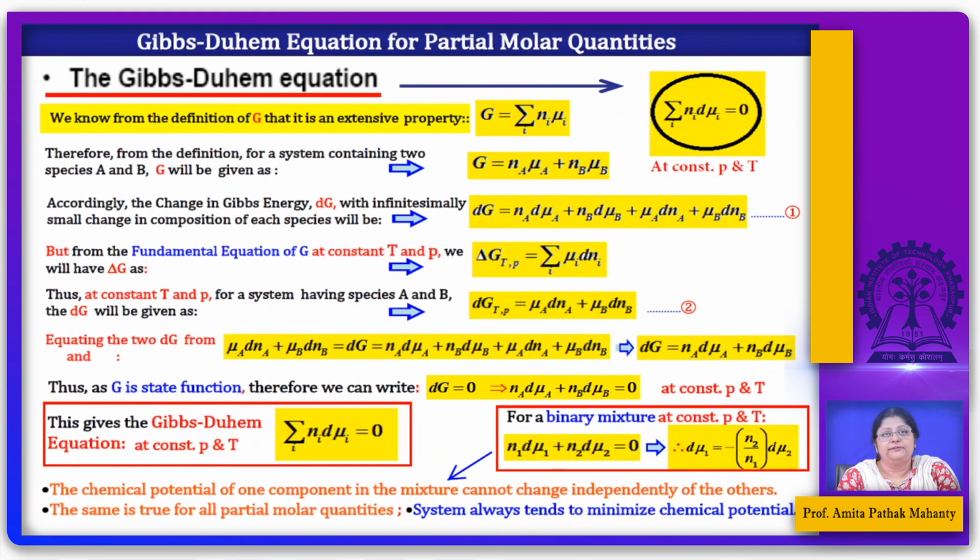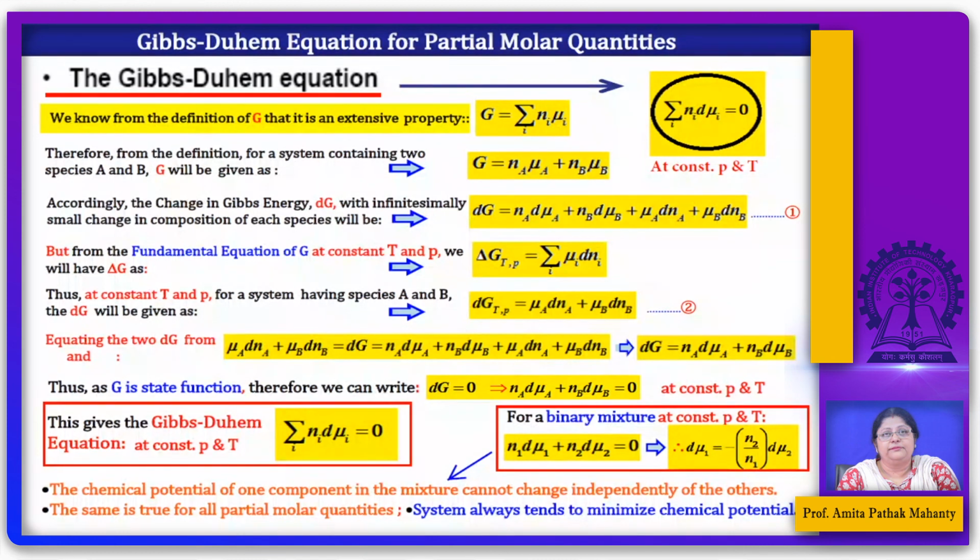Yes, ma'am. Okay, so the chemical potential of one component in a mixture cannot change independently of the other. The same is true for the partial molar quantities, all other partial molar quantities. The system always tends to go to minimize the chemical potential. Okay, am I clear? So we have done the Gibbs-Duhem equation.